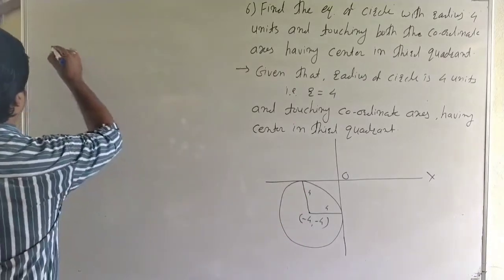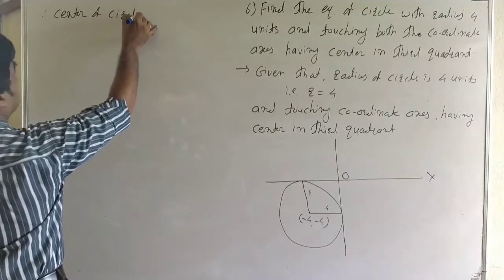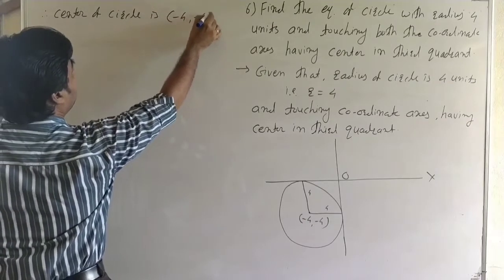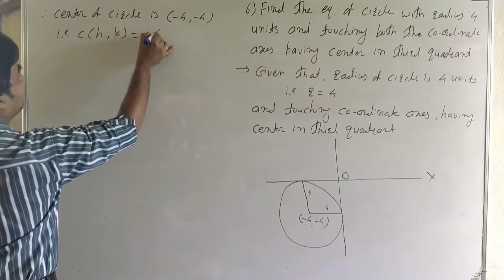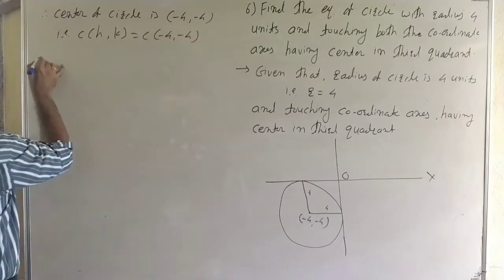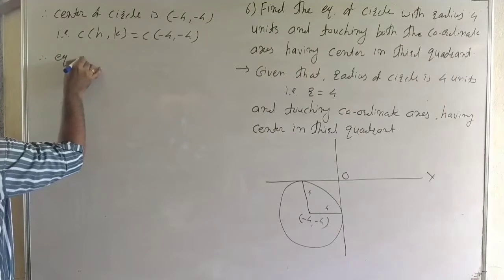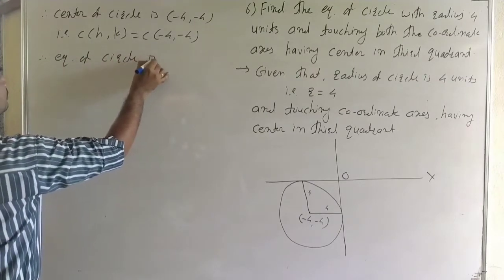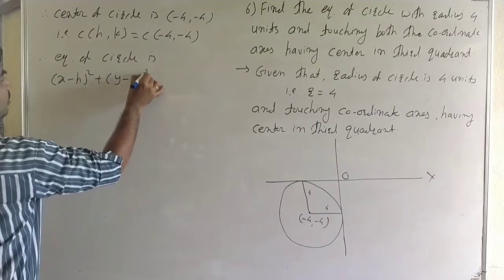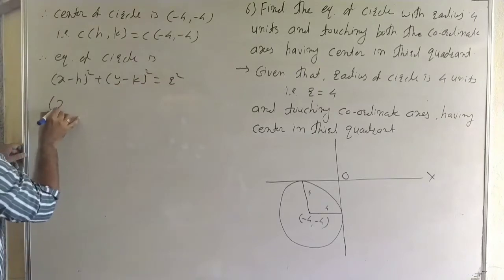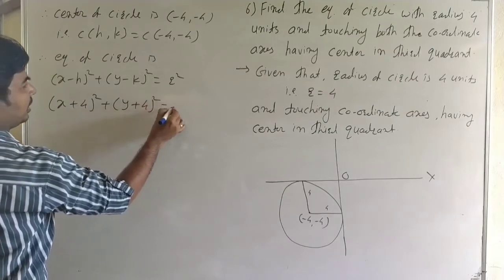Therefore we can write that the center of the circle is -4, -4, that is C(h, k) = (-4, -4). We know the center and radius, so the equation of the circle is (x minus h) whole square plus (y minus k) whole square is equal to r square. That is (x plus 4) whole square plus (y plus 4) whole square is equal to 4 square.